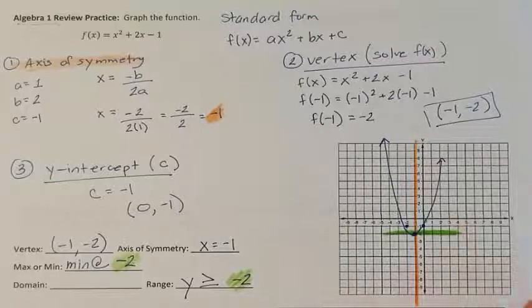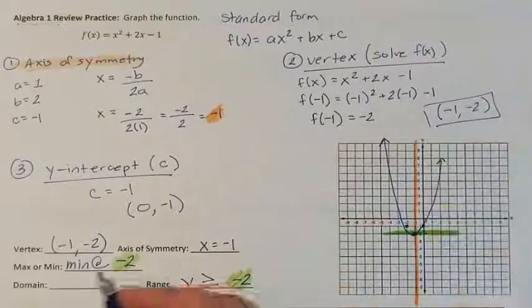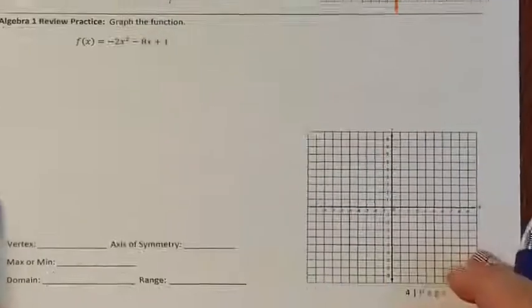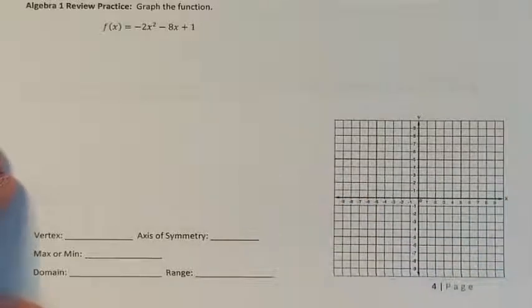Domain. I see that it goes forever in the right and forever in the left, so my domain is going to be all real numbers. There's one last problem on the page. This problem is an independent practice for you to do.